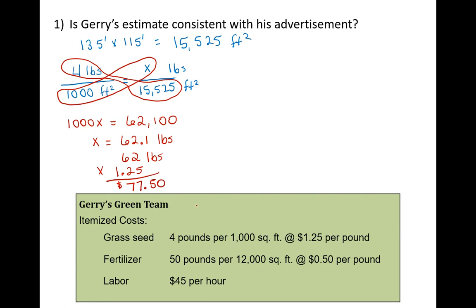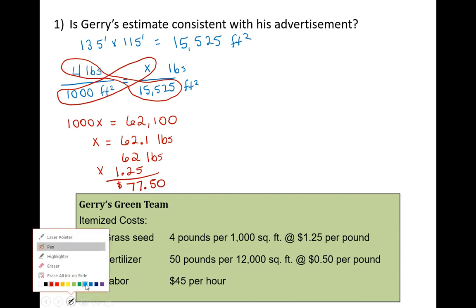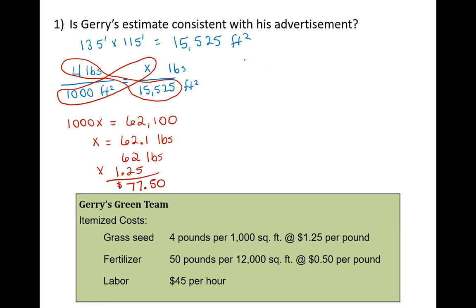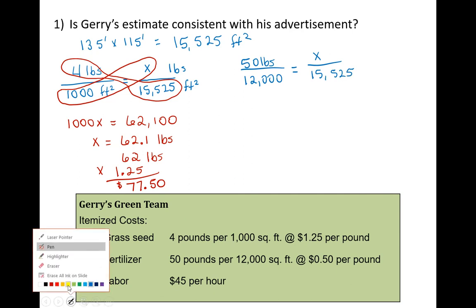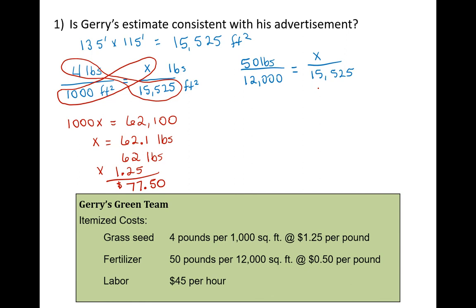Now, let's do the fertilizer. Let me go back to my blue pen for a minute. Fertilizer, you need 50 pounds for every 12,000 square feet. So we're going to need a little more than 50 pounds. So how much will we need if we have 15,525? So again, we're going to do that cross multiplication you probably learned back in 8th and 9th grade.